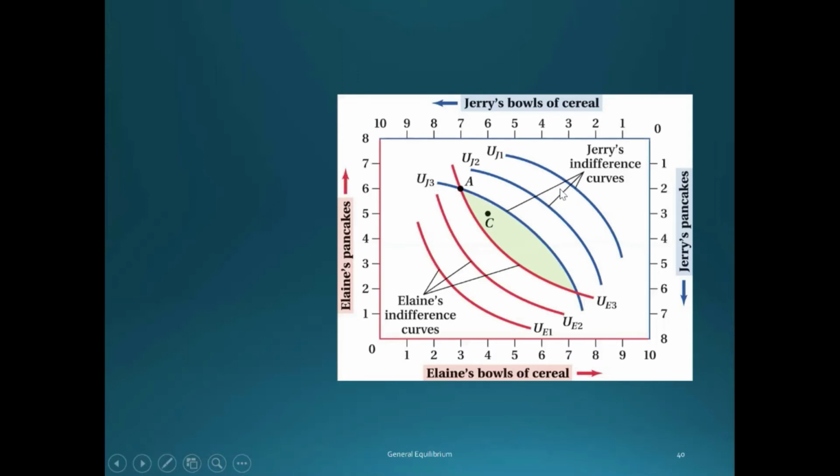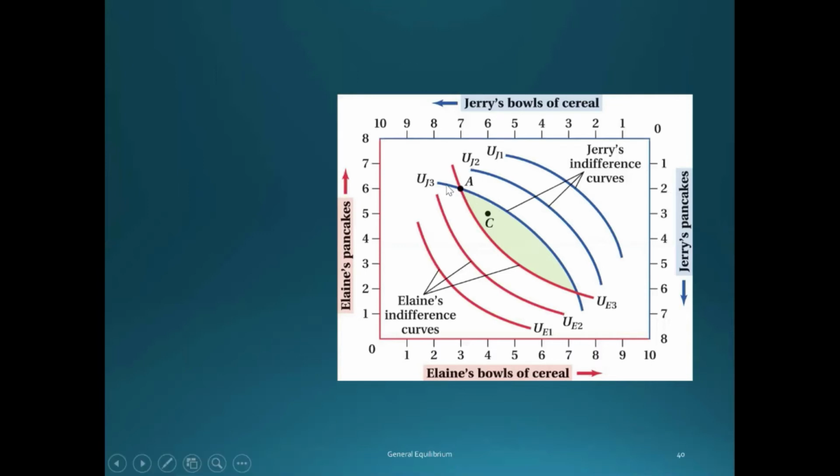And for Jerry, as he moves down and to the left along this graph, that implies that more of the goods are allocated to Jerry. You can see that just by looking at the two axes. As you move down and to the left, it implies more pancakes and more bowls of cereal for Jerry. So the indifference curves for Jerry that are further down and to the left correspond to higher levels of utility for Jerry. Now let's look at point A on this graph.